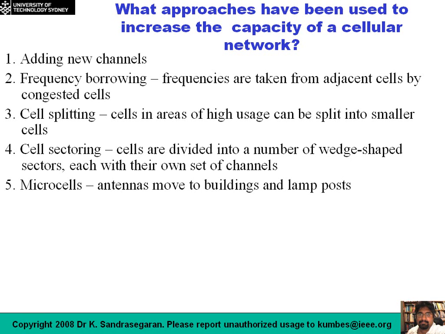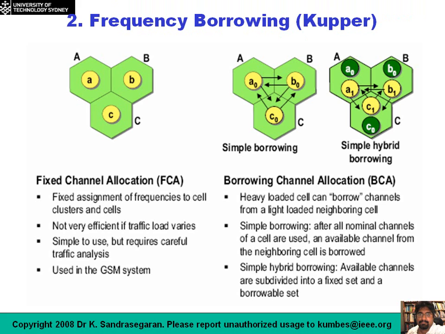And the fourth possibility is something called cell sectoring. We talked a little bit about cell sectoring, where we replace some of our omnidirectional cell sites with 3-sector or 6-sector cells. And the last possibility is to use something called microcells, macrocells, as a way of improving the amount of capacity that we can carry in our network. So we'll have a look at each one.